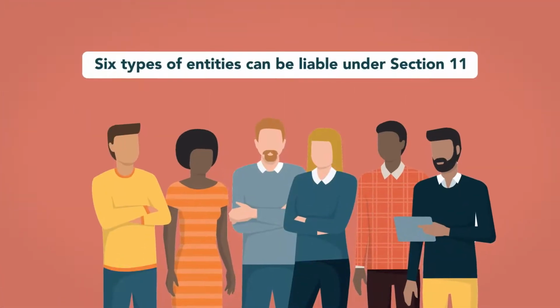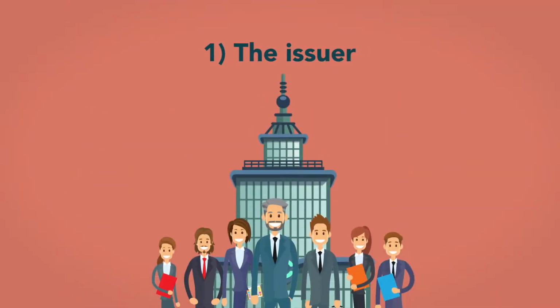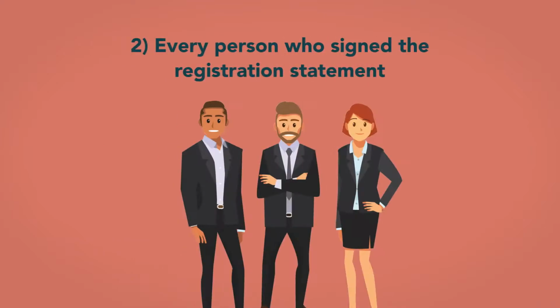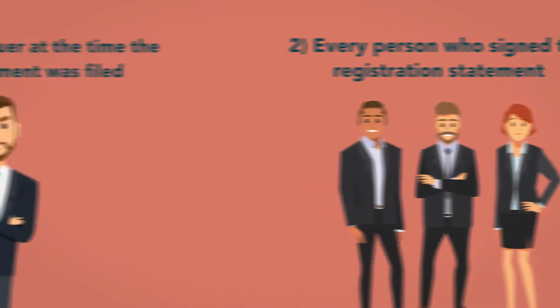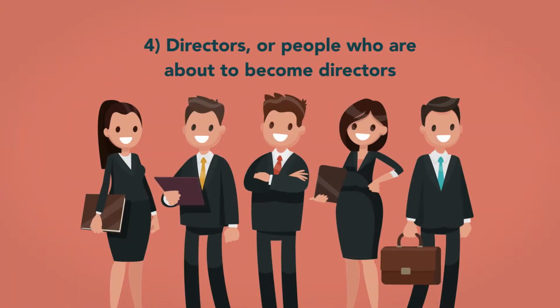Six types of entities can be liable under Section 11. 1. The issuer, the company whose securities are being sold. 2. Every person who signed the registration statement, such as corporate officers and directors. 3. Directors of the issuer at the time the registration statement was filed. 4. Directors or people who are about to become directors.